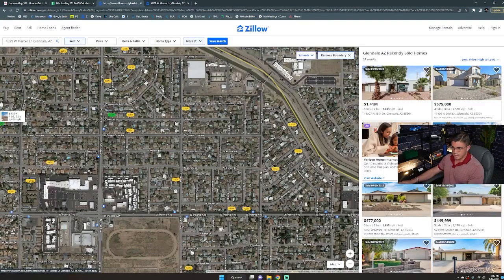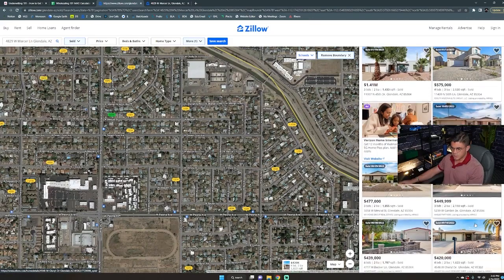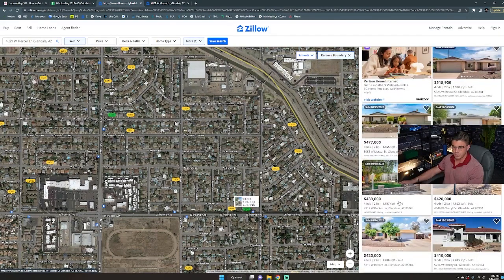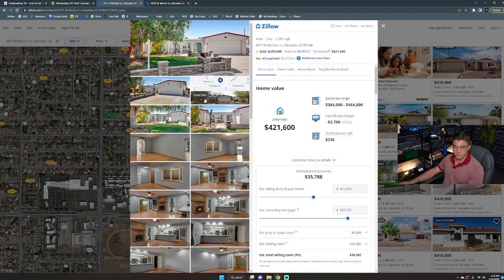So let's see what else we got. Here, there's another 3.2. It's 2,100 square feet. Oh, this is across the street. Never mind. As we can see, it's across 51st. Here we go, 439 in our neighborhood. Very similar square footage as ours.